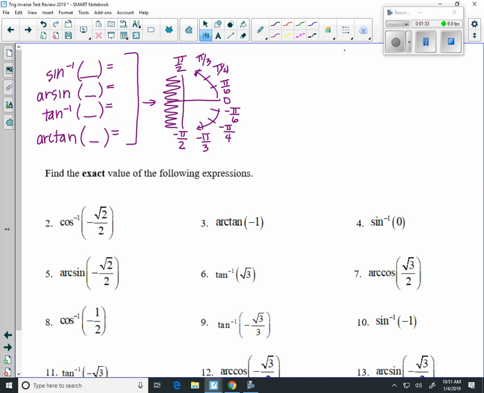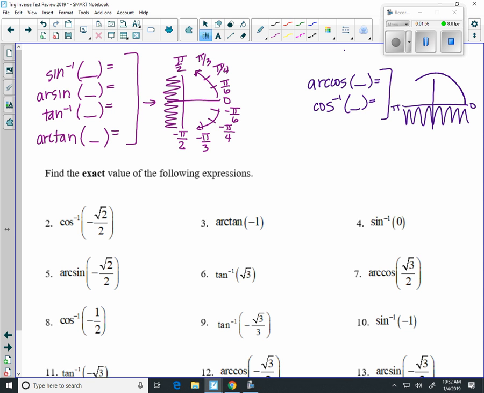For cosine, for arc cosine, or if you see cosine to the -1, again, it's the same meaning. Your options are from quadrants 1 and 2 only. So you're not using quadrants 3 and 4. Positives are going to come from quadrant 1. Negative values are going to come from quadrant 2. So your only options here are these. So if you're working with cosine, those are your options. All right, now let's work these problems.